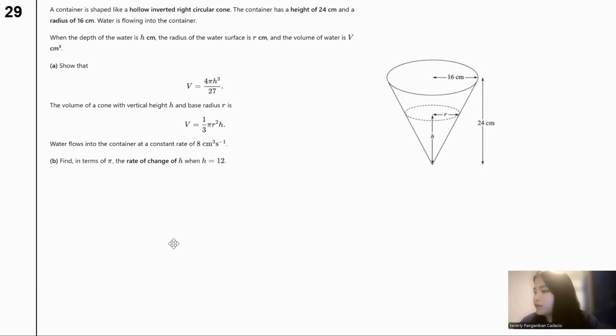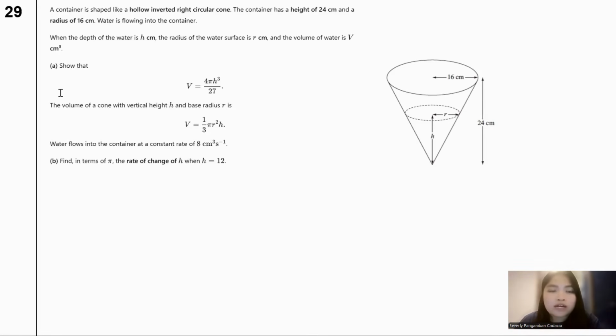Okay, now let's go with number 29. A container shaped like a hollow inverted right circular cone. The container has a height of 24 and a radius of 16. Water is flowing into the container. When the depth of water is h, the radius of the water surface is r, and the volume of water is V. Show that the volume of water is 4 pi h cubed over 27.